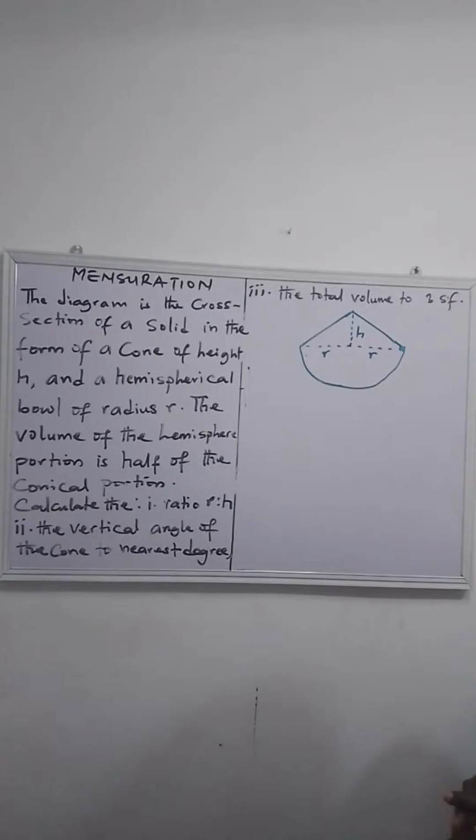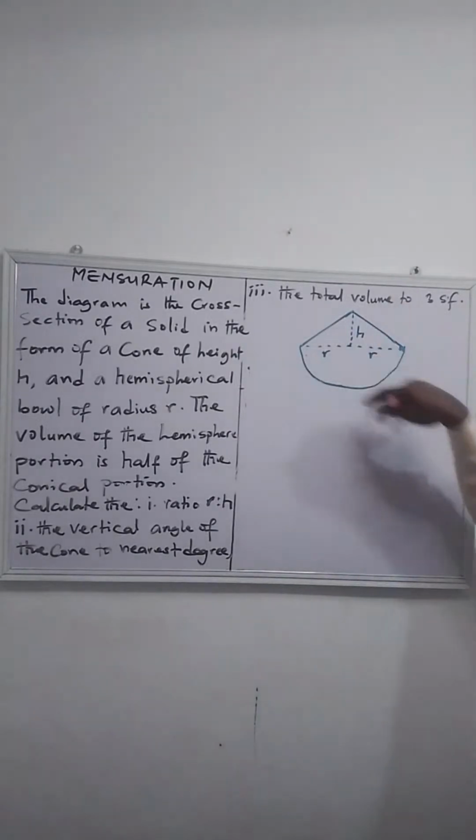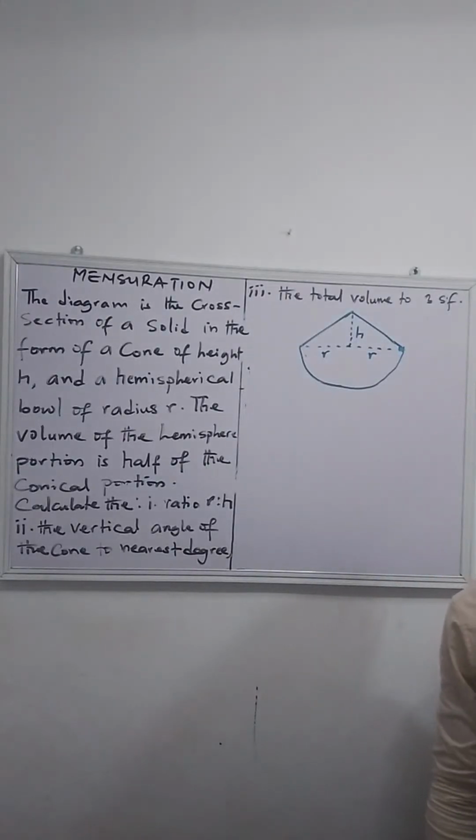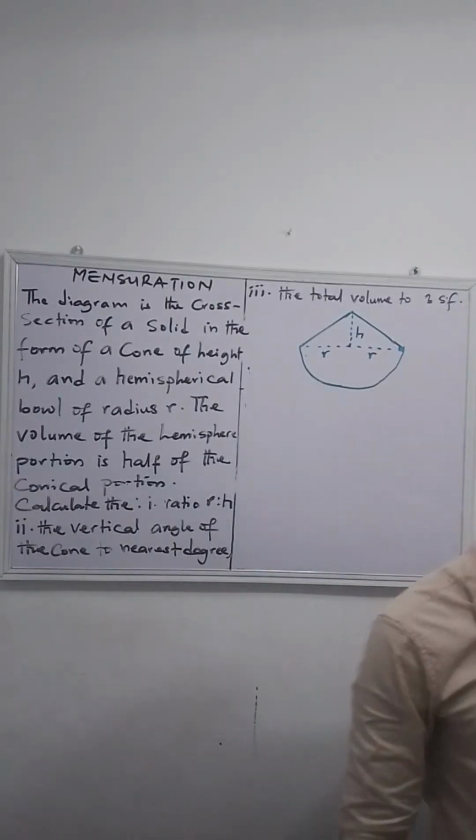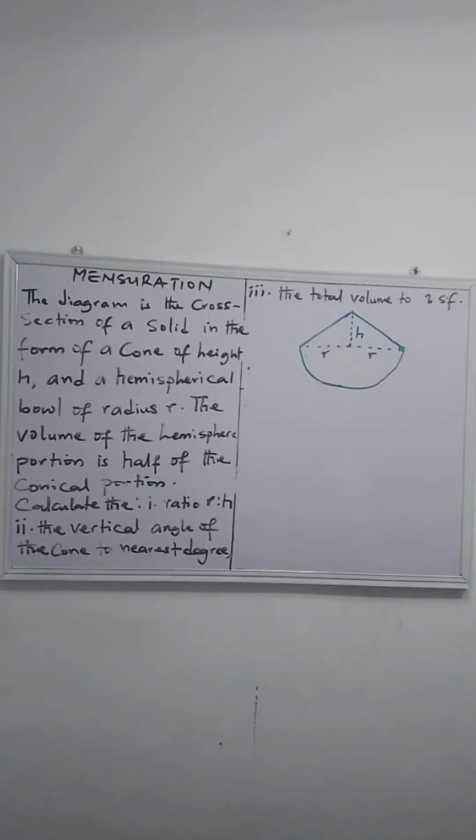Now the volume of the hemisphere portion is half of the conical portion. Okay, so now you have to calculate the ratio r to h, the vertical angle of the cone to the nearest degree, and the total volume of this solid shape, okay, to three significant figures. So that's the question. So now let's start with the first one we have here.